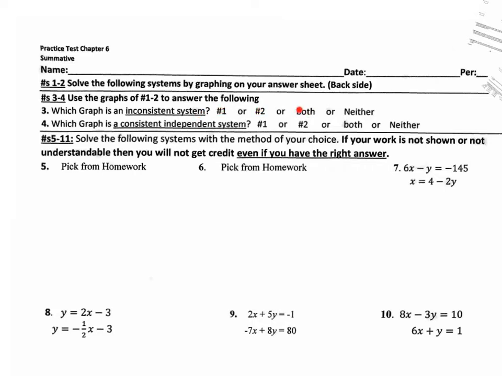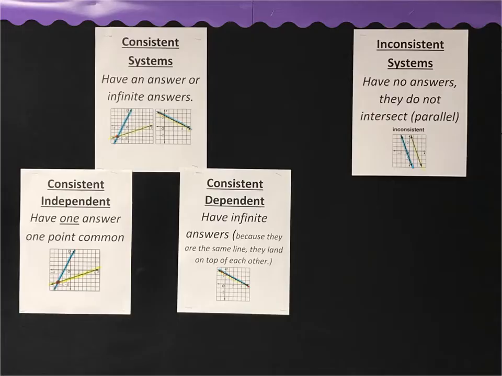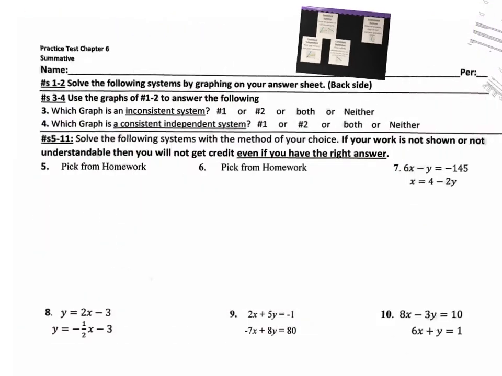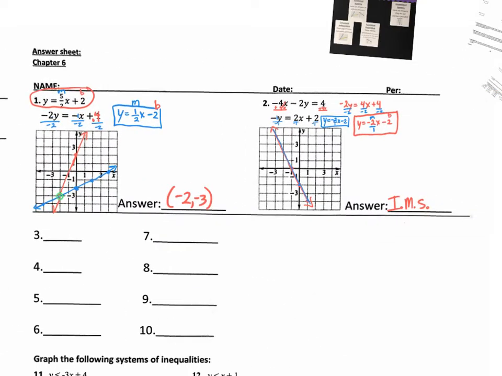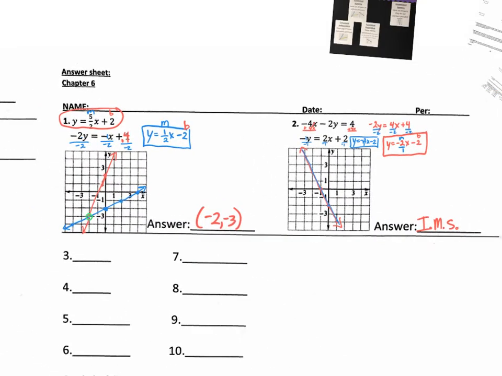Is it both of them that are inconsistent, or is it neither of them? Remember, inconsistent, according to our word wall over here, would mean that they do not intersect. They're parallel, separate lines that never cross. So on number 3, when I say which graph is inconsistent, and you look at the answers you just graphed, number 1 and number 2, the answer would be neither. This one is consistent independent, and this one's consistent dependent.